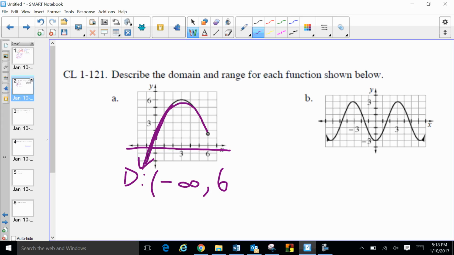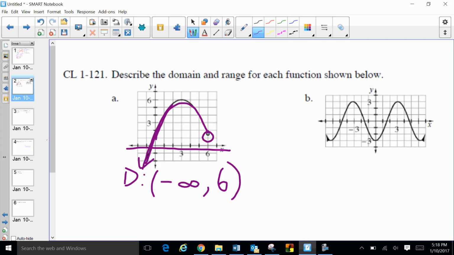There's something that we haven't talked about yet, and I won't quiz you on it, but I do want you to know it, and that is that if that dot is open, it's not filled in, it's actually an open circle, then that means it's not equal to 6. So we'll use a rounded bracket. If it were a filled in dot, then it would be equal to 6, and we'd use the square bracket.